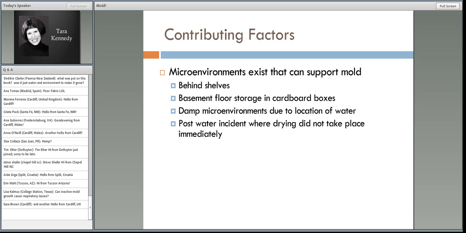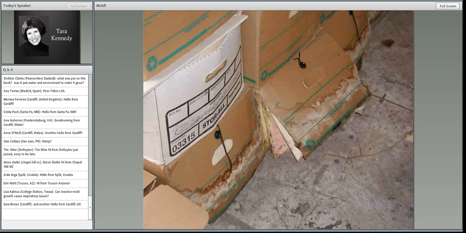So I mentioned the cardboard box issue in your basement. So here's an example of the cardboard box incident, like I mentioned. I think most of what you're seeing here is tide lining, which is the really dark brown lines that you see. But it's just to give you an example of someplace you might want to check to make sure there isn't mold growth happening.